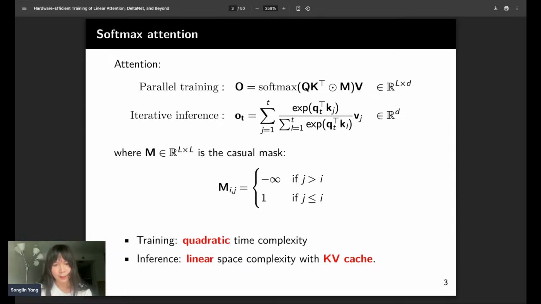The second efficiency issue lies in inference. In inference, we need to maintain the historical key and value vectors, which is the so-called KV cache. Its size grows linearly with respect to the generation length. So if we want to do long generation, the KV cache size will tend to blow up, leading to out of memory issues.